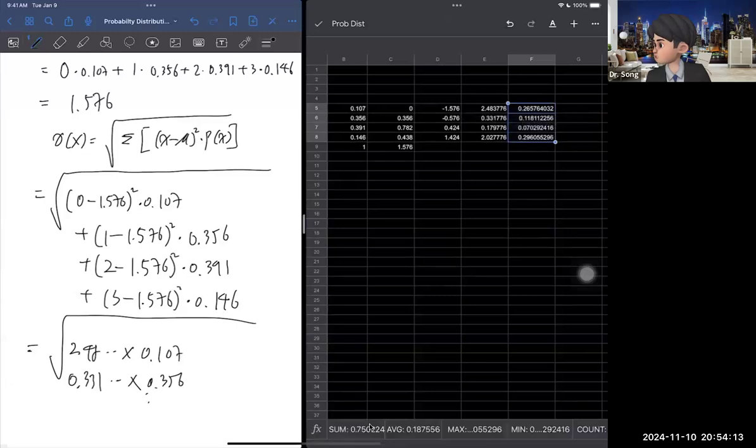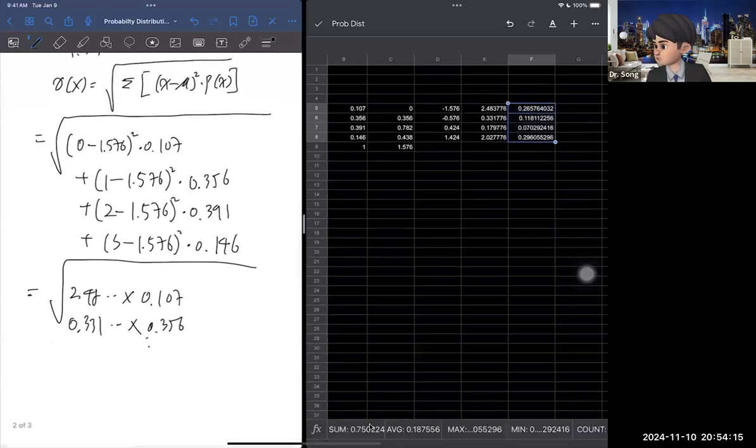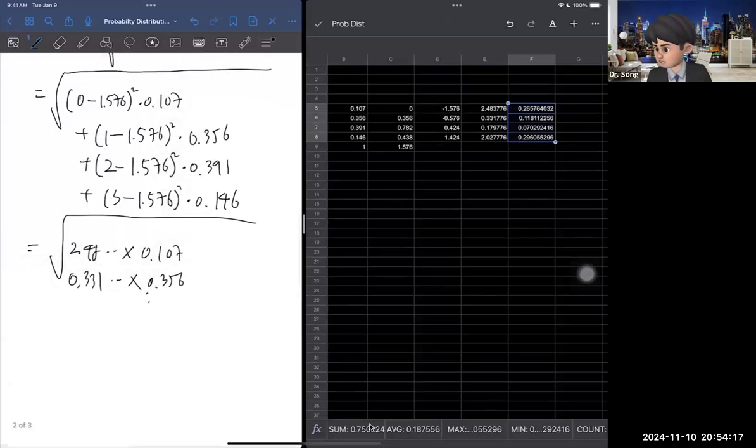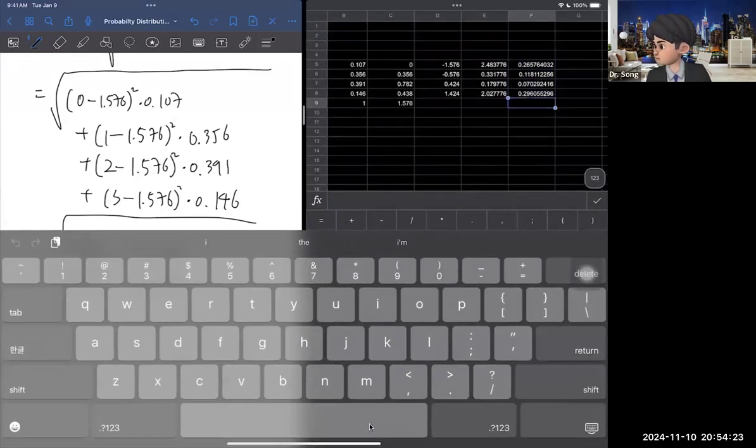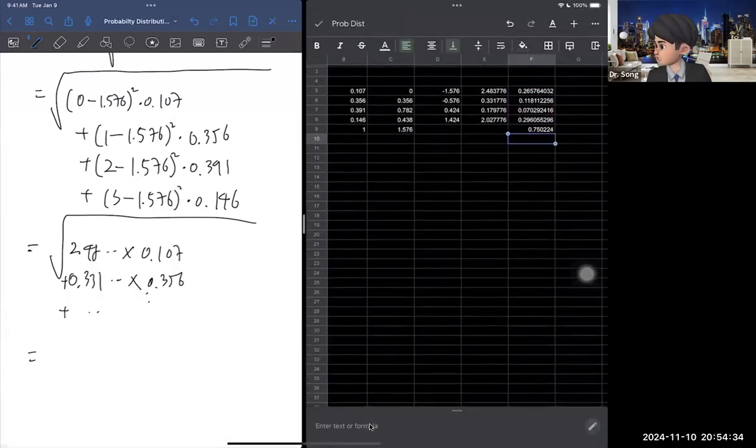I autofill the value. And finally, the next step is, I forgot to put the summation. And then I just need to calculate the summation of this number. So put the equality, summation of these four numbers. I got the variance, which is 0.750224, but that's not the end.